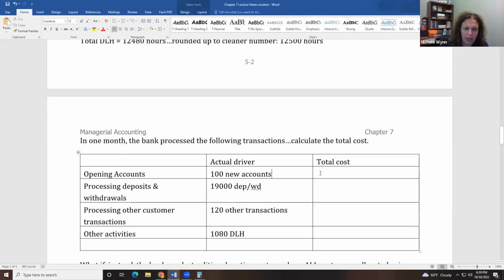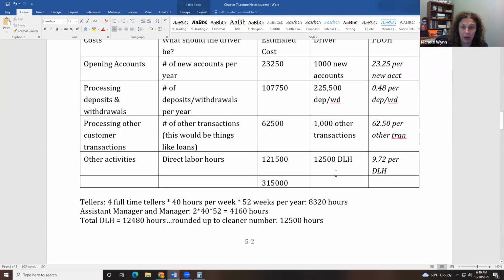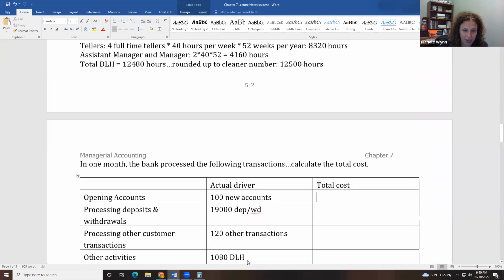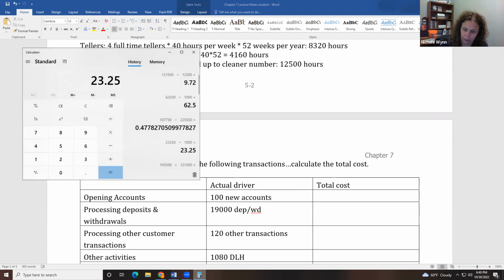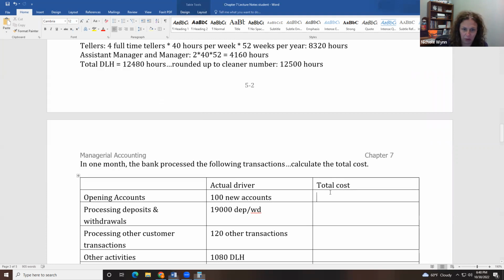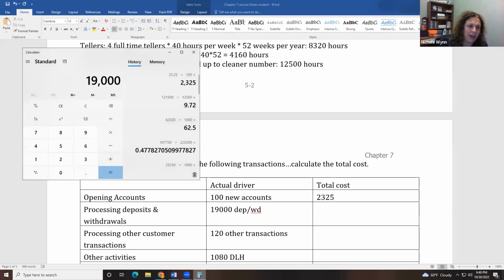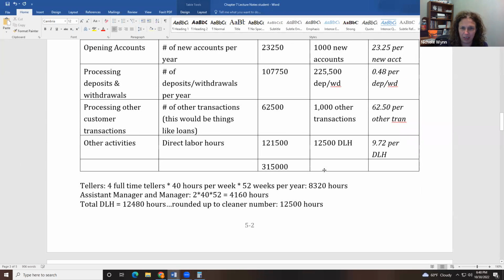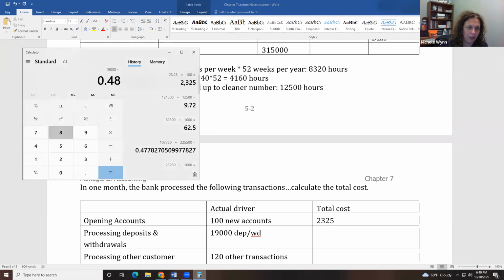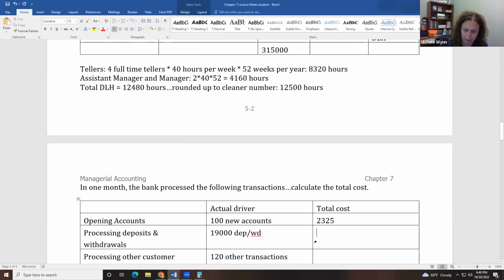And what I want to know is if I look at 1 month, I'm going to pretend like we did 100 new accounts that month. So I'm going to figure out how much cost I think that would be. So 100 new accounts at $23.25 each is 2,325. And then 19,000 times, was that 48 cents? 91.20.